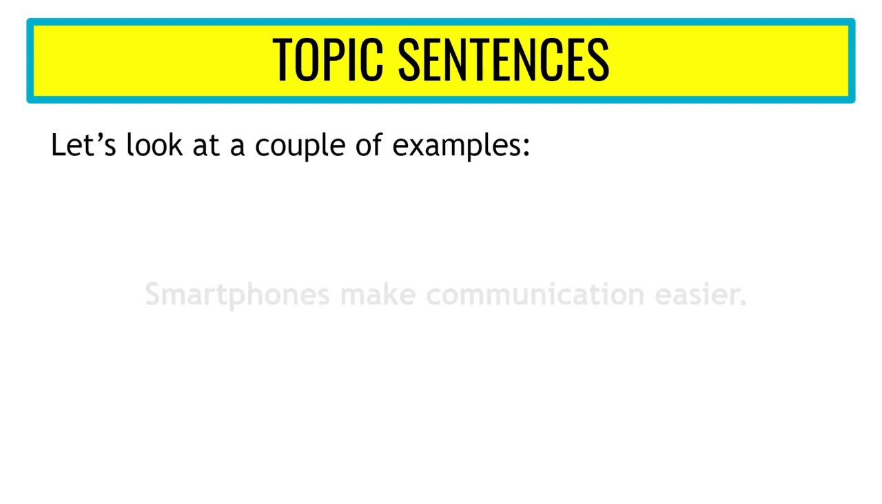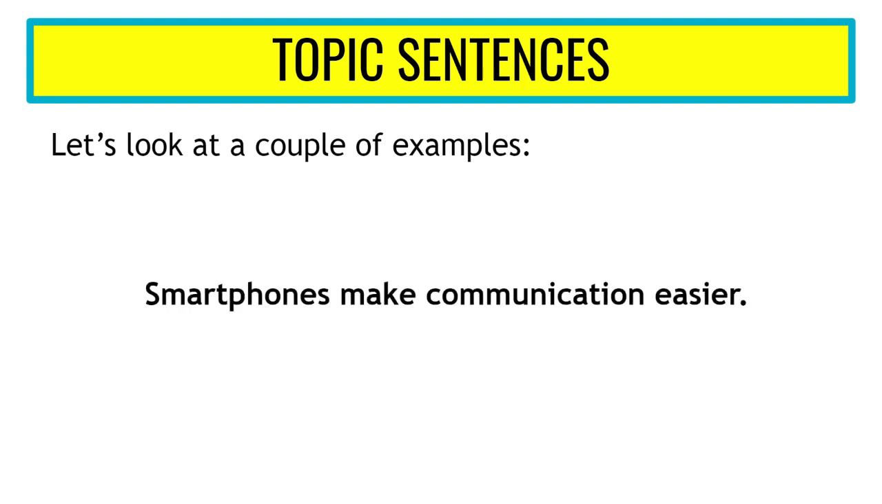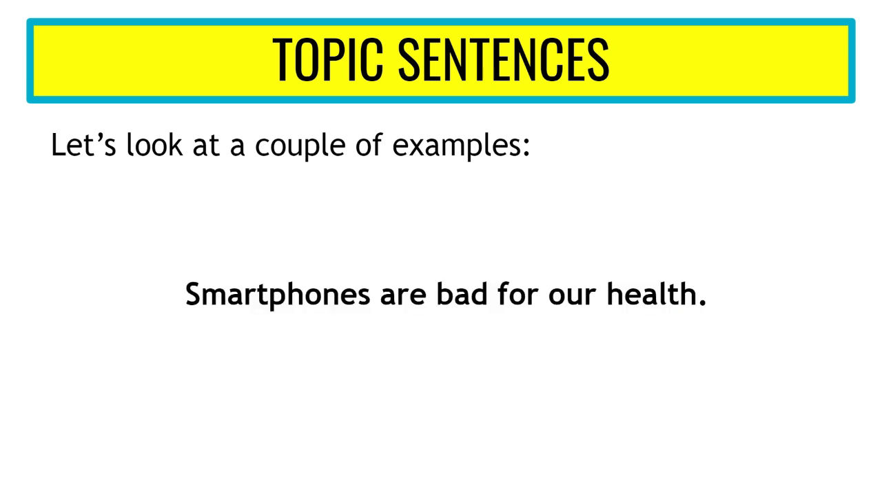So the first sentence is, smartphones make communication easier. In this example, smartphones is the topic, so we are going to be talking about smartphones. And the controlling idea is they make communication easier. So the controlling idea tells us what you are going to say about smartphones. Here's another example. Smartphones are bad for our health. So again, smartphones is the topic of the topic sentence, and are bad for our health is the controlling idea.